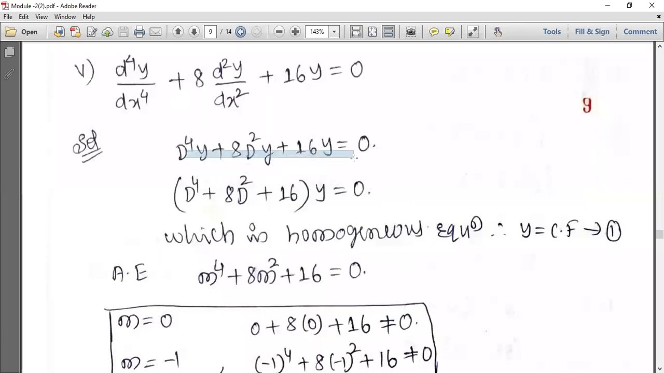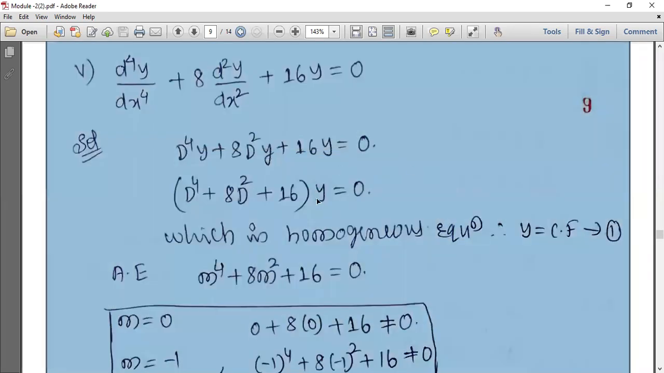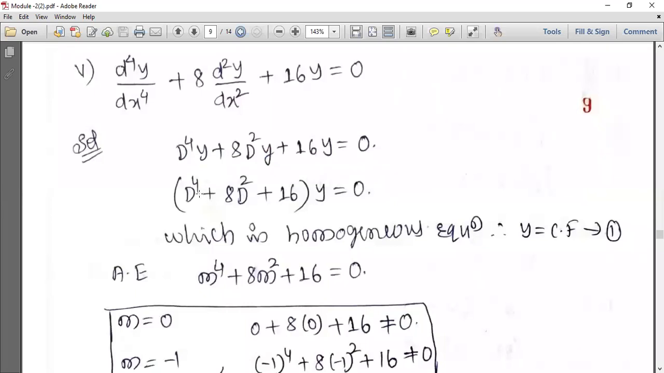Here in this equation, y is common. So take y common. That is D raised to 4 plus 8D square plus 16 into y equal to 0. As this is equal to 0, which is a homogeneous equation, therefore y equal to, we have to write only the complementary function. So how to write the auxiliary equation, I told you. Wherever capital D is there, replace it by m and equate it to 0. So m raised to 4 plus 8m square plus 16 equal to 0.